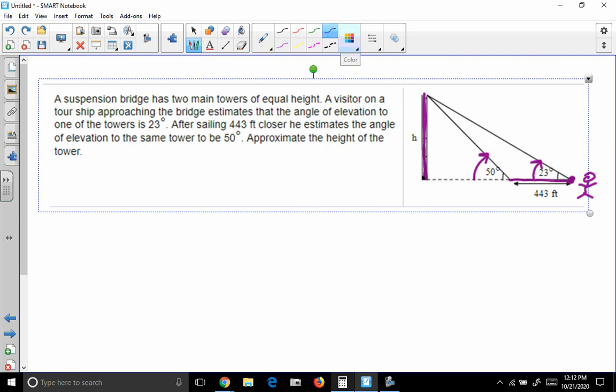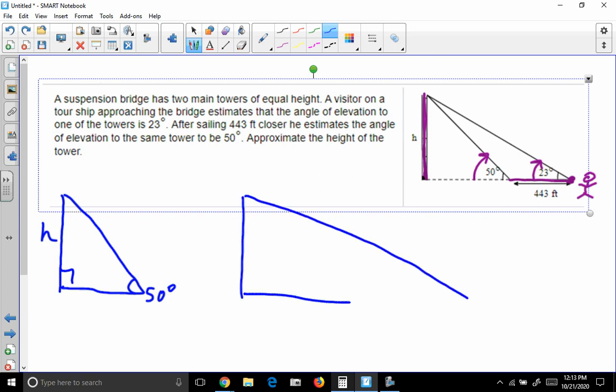So that produces two right triangles. It produces one right triangle that has a height called h and an angle of elevation of 50 degrees. But notice we don't know the distance to the top of the tower or to the bottom. We just know it's a right triangle. And then we have another triangle, the original right triangle, that had an angle of elevation of 23 degrees and a height of h. And we don't know any other side on that triangle.